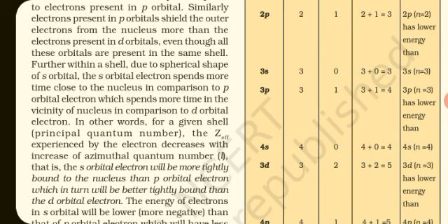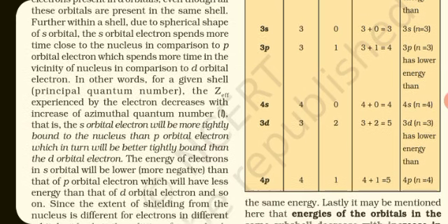meaning 3. So you can see 2p and 3s have the same value of n plus l, 3 and 3, but for 2p n is equal to 2 and for 3s n is equal to 3. So the energy of 2p will be lower than 3s. Similarly, the energy of 3p will be lower than 4s, not 3s, 4s. And similarly, the energy of 4s will be lower than 3d, and the energy of 3d will be lower than 4p.